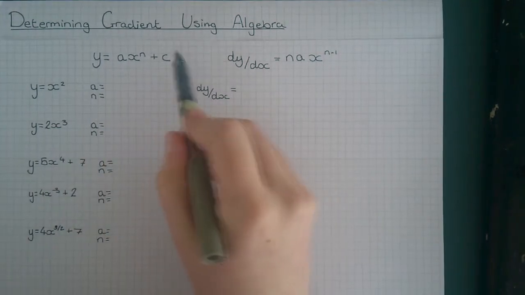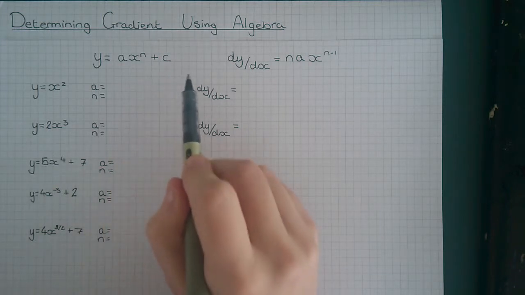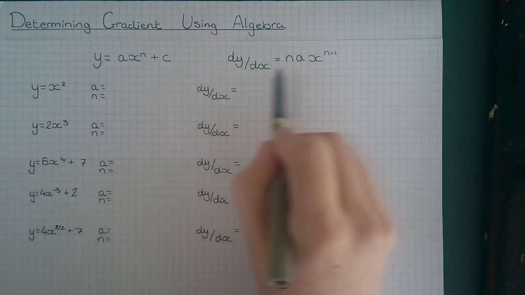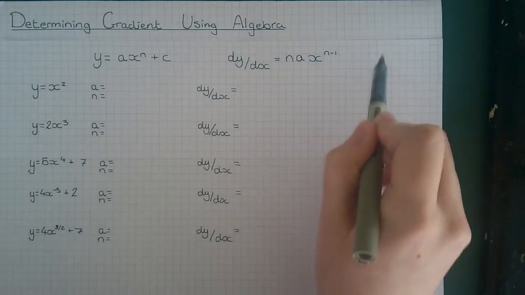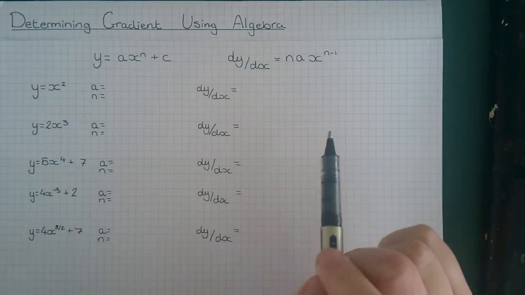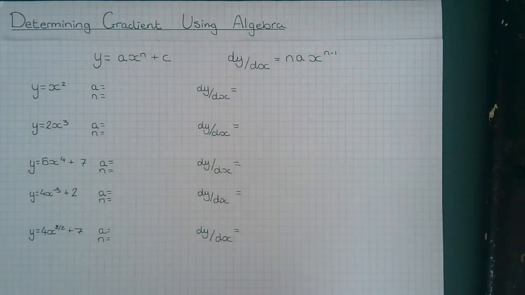In this equation, c is a constant, but you're differentiating with respect to x, which means anything without an x in it doesn't show up in the final differentiated equation, which is why there is no constant on this side. We're going to look at this differentiation using some examples.